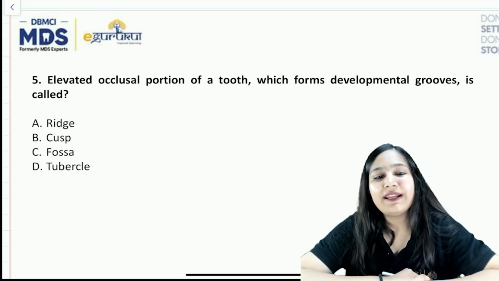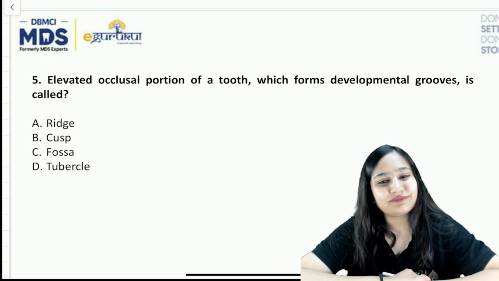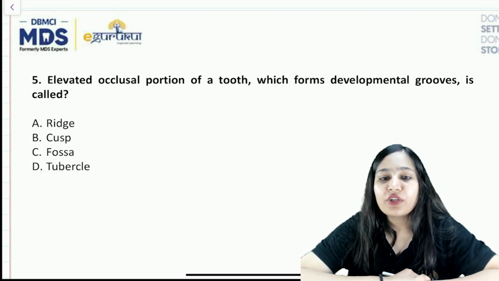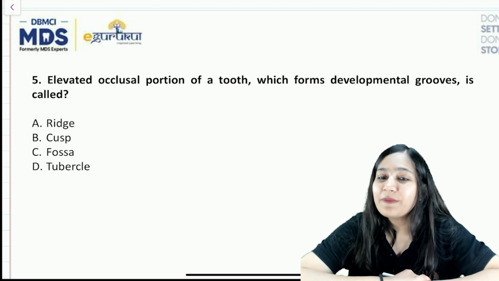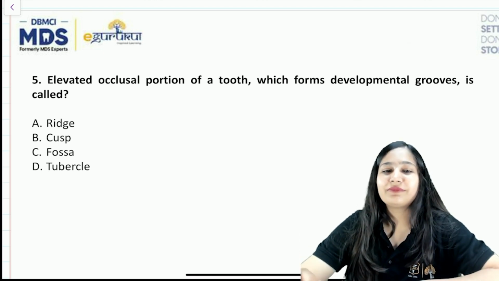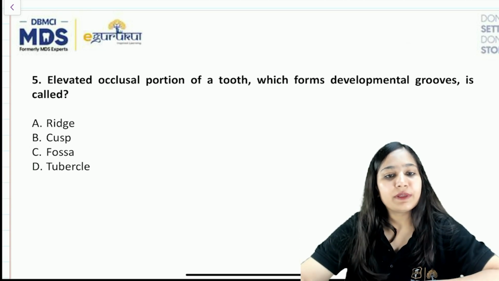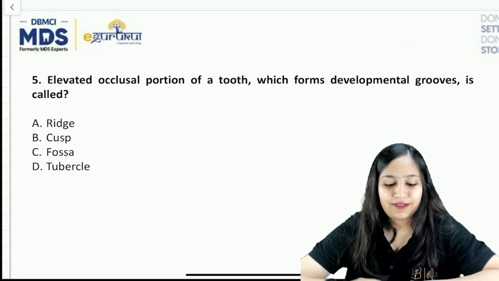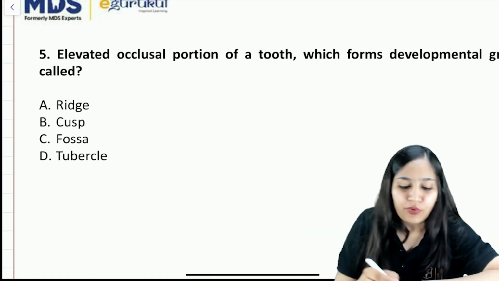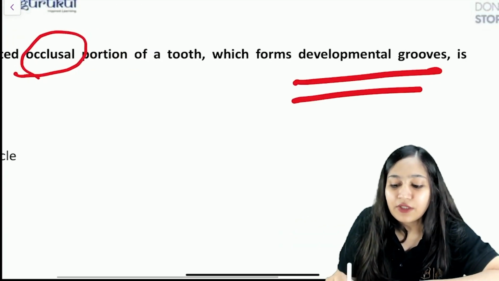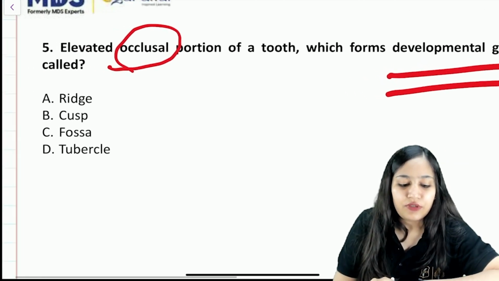Now coming to our next question. Elevated occlusal portion of the tooth which forms the developmental grooves is: is it ridge? Is it cusp? Is it fossa? Or is it tubercle? It is an elevated occlusal portion which forms developmental grooves.